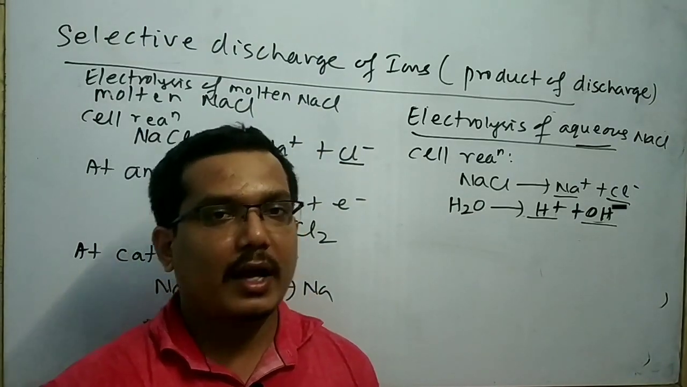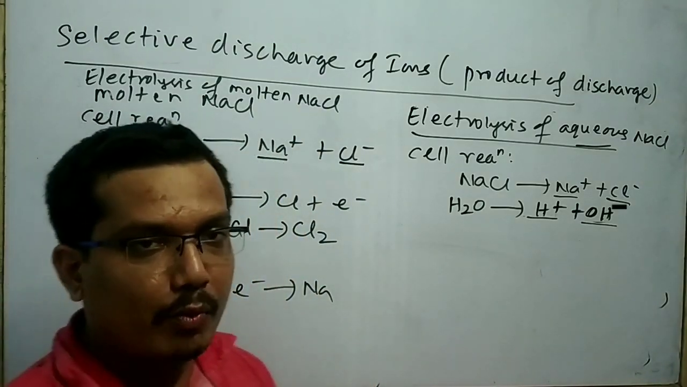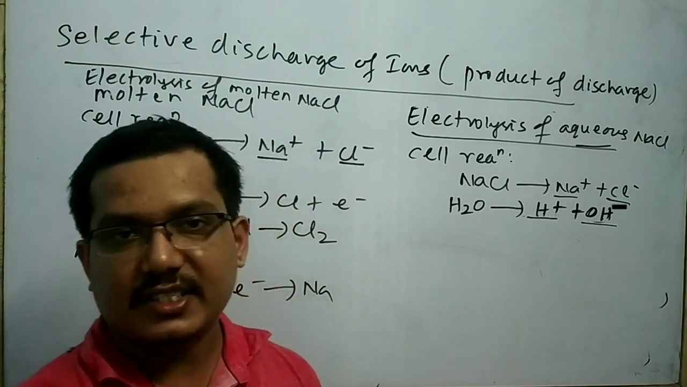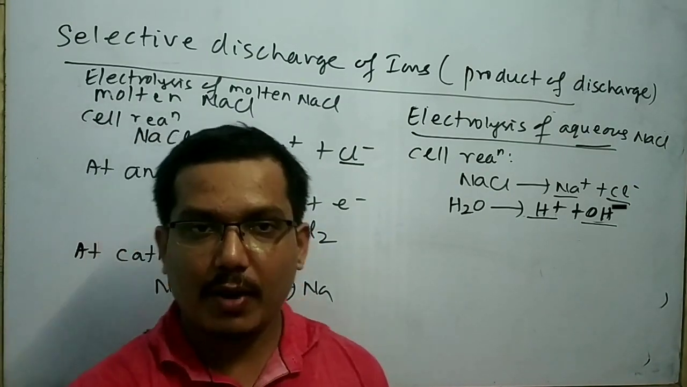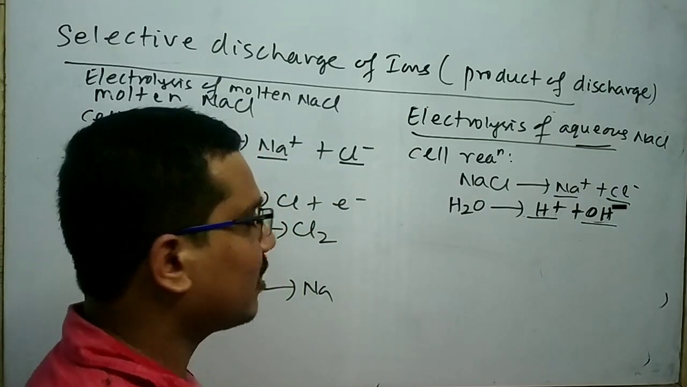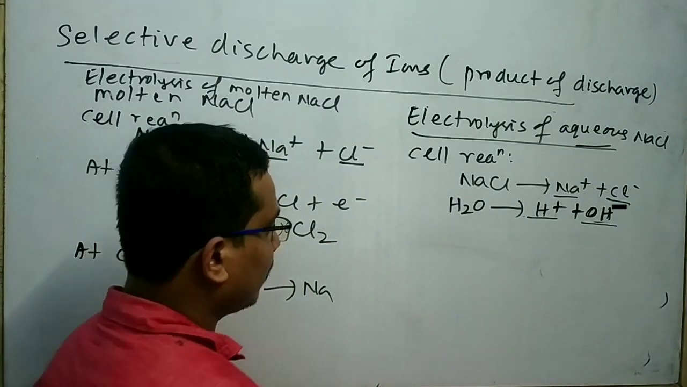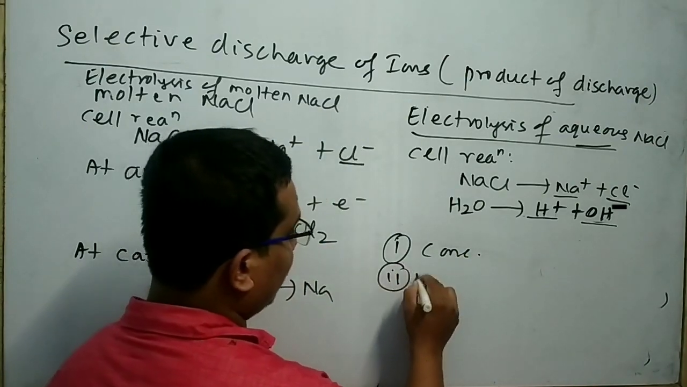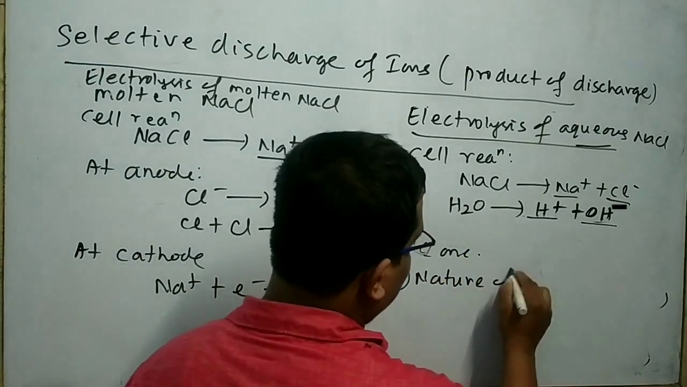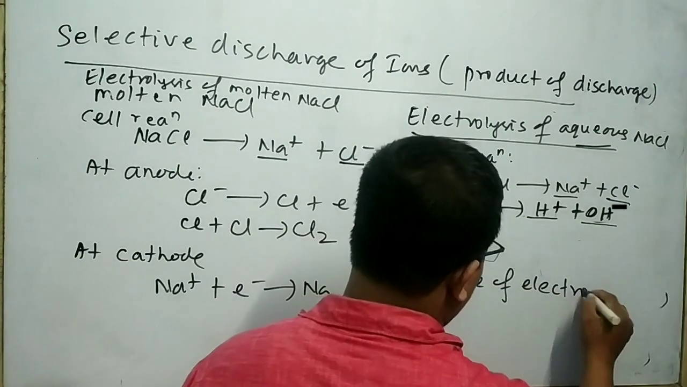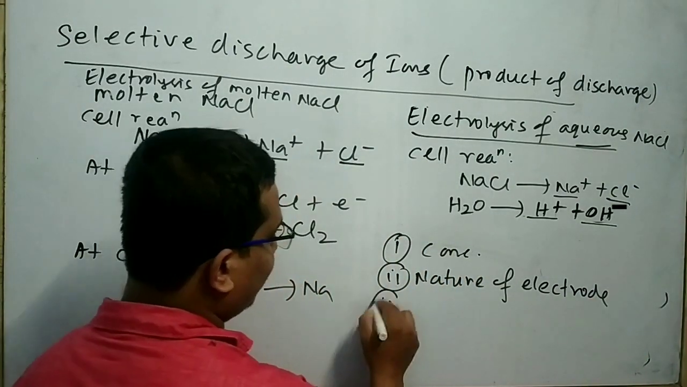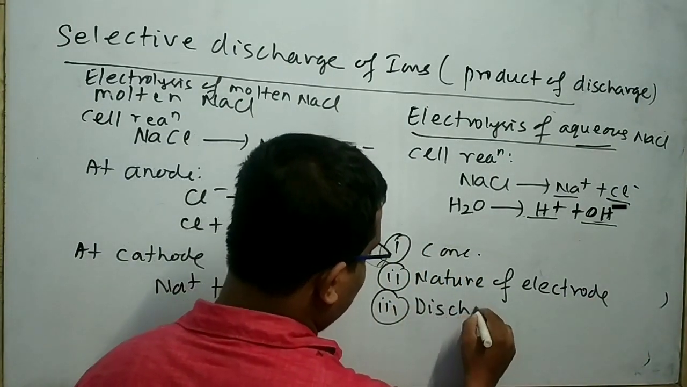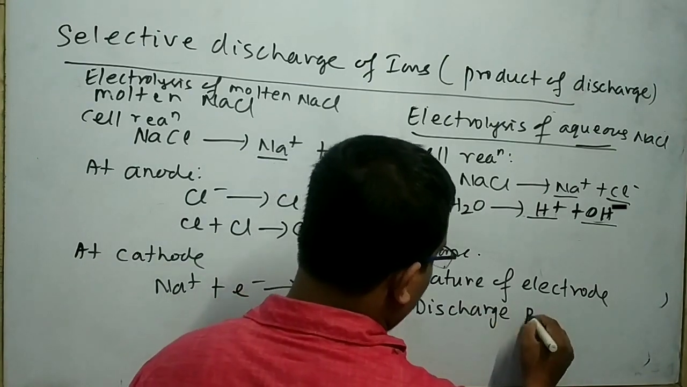So remember an important point: when 2 or more cations or anions are present, then the selection of ions for discharge depends upon 3 factors. One is the concentration, second is the nature of the electrode, third is the discharge potential.